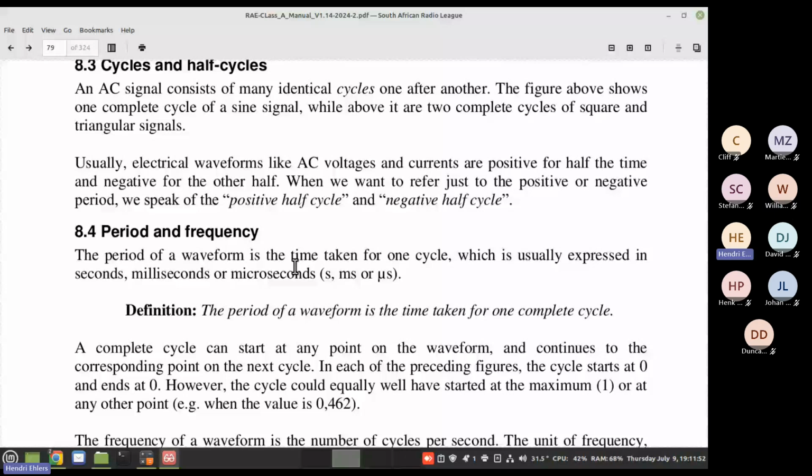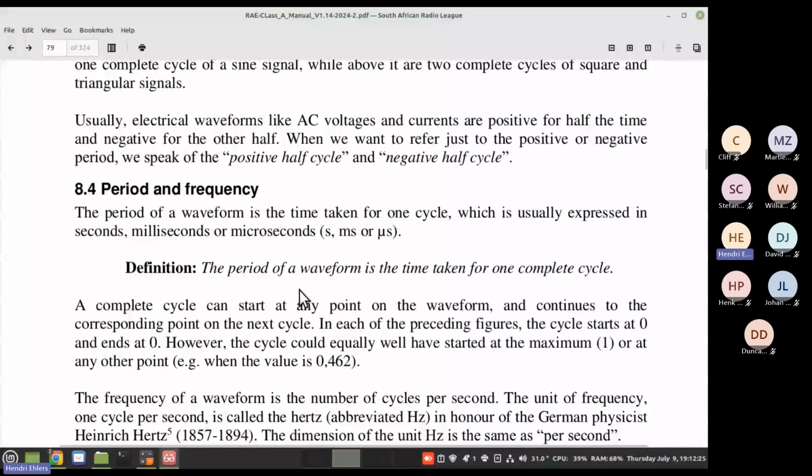Period and frequency. The period of a waveform is the time taken for one cycle, which is usually expressed in seconds, milliseconds, or microseconds. Just for those who don't know, that is a microsecond. And like I said, with capacitors, you might sometimes end up with a U there, because the micro symbol, to get that out of the computer, is sometimes a bit of a pain in the backside.